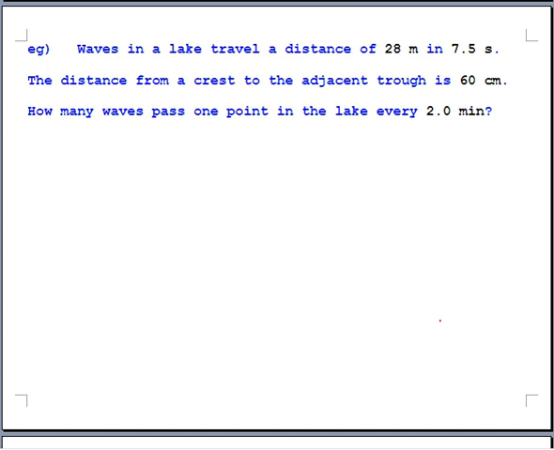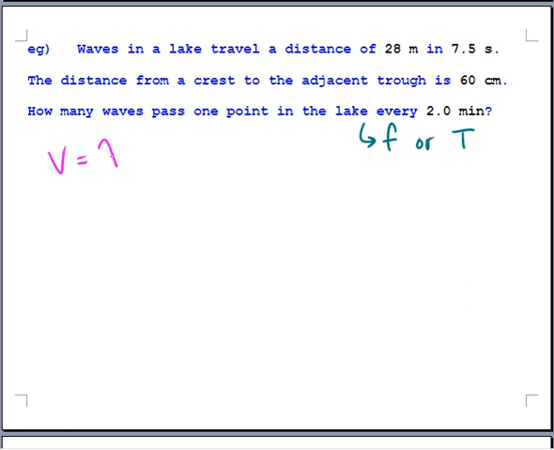Really, we're looking here for the number of waves passing a point every 2 minutes. So what we can do is take that last statement and say to ourselves, if we're trying to figure out how many pass every 2 minutes, let's get frequency or period. Either one of those. If we can somehow solve for a frequency or a period, then we'll be able to figure out how many of those waves go by in 2 minutes, 120 seconds. So, I don't know, let's go for frequency. Just for fun.